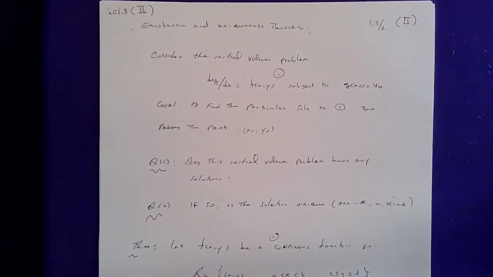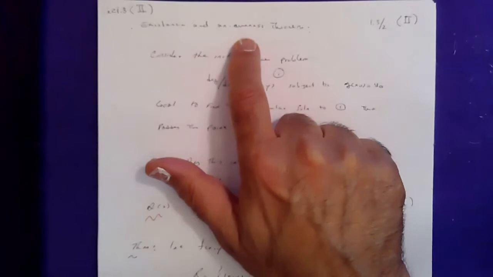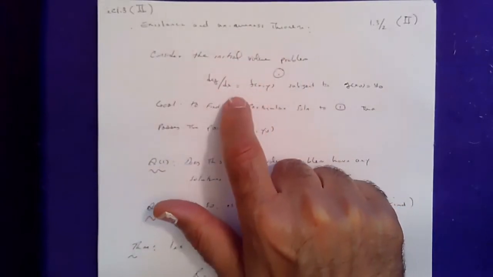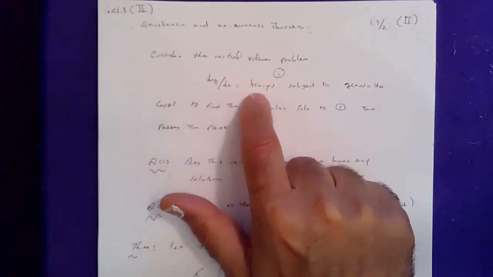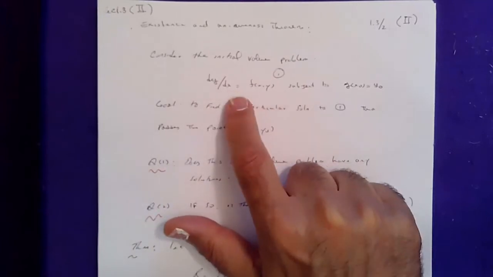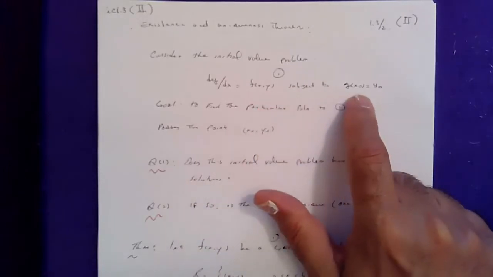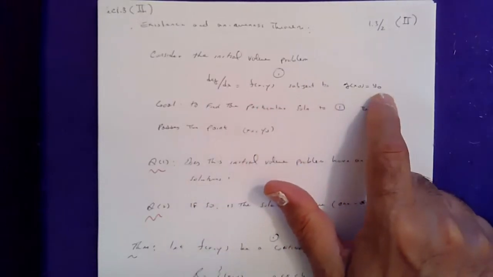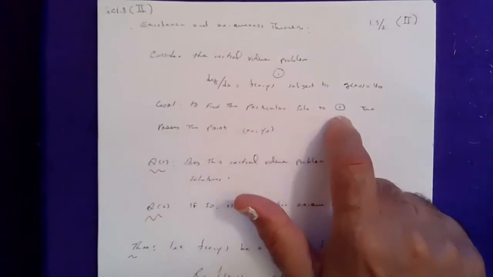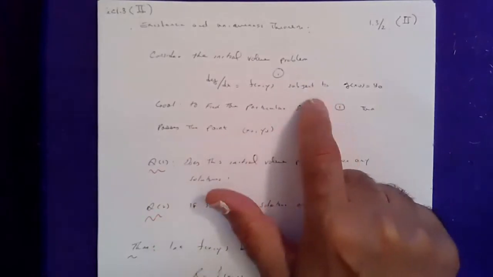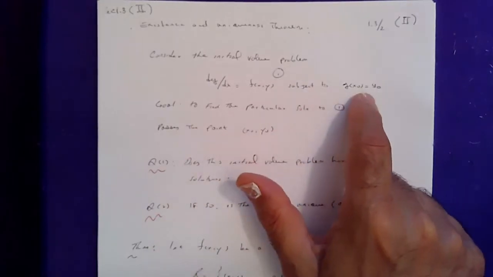Section 1.3 is about the existence and uniqueness theorem. Sometimes you are given an initial value problem for a first order differential equation, such as dy/dx equals f of x, y, subject to y of x0 equals y0. The goal is to find a particular solution to this differential equation which passes through this initial condition.